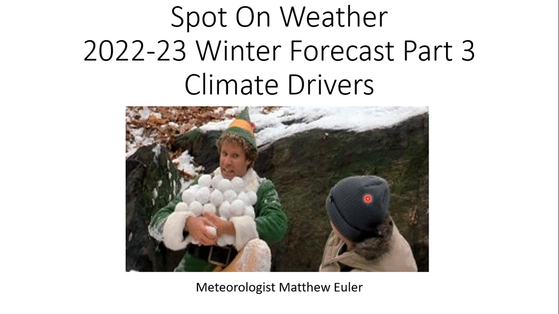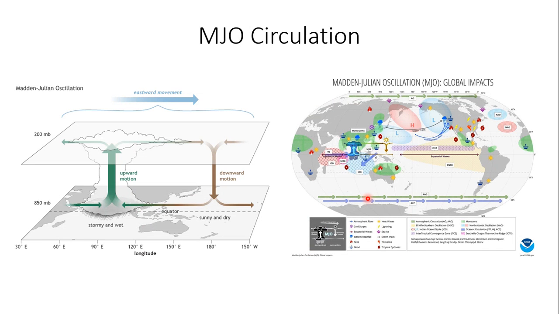All right, so let's go right into the discussion on climate drivers. We're going to start off with the Madden-Julian oscillation, the MJO. I first want to talk about MJO and the circulation pattern involved, whether we have downward sinking motion or upward rising motion of air. And this is very important because what happens in the equatorial Pacific and Indian Ocean really can have impacts all around the world.